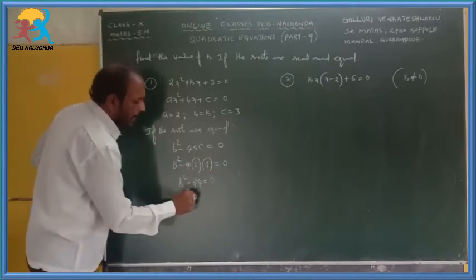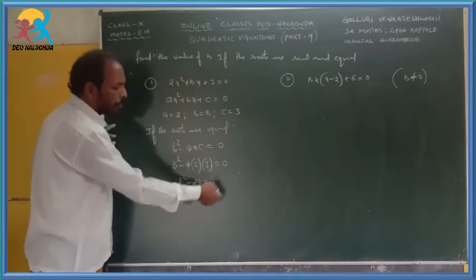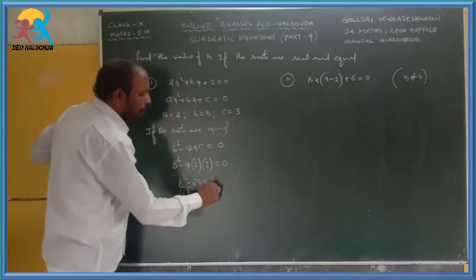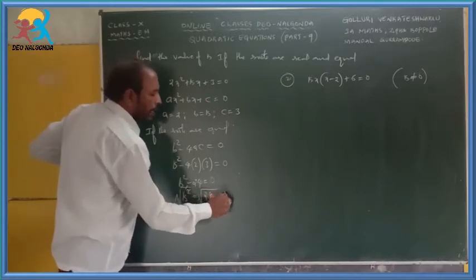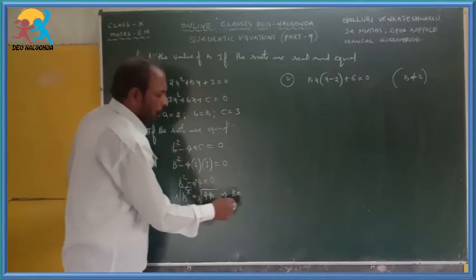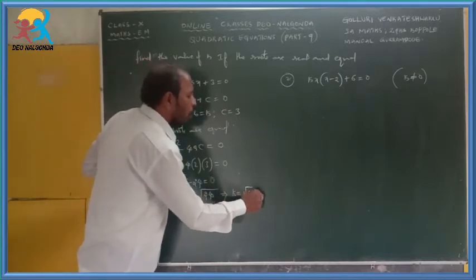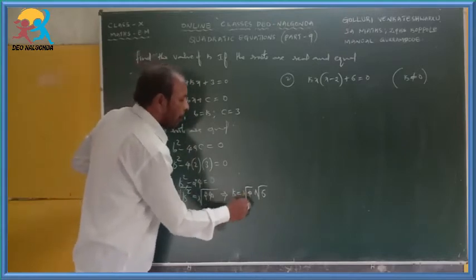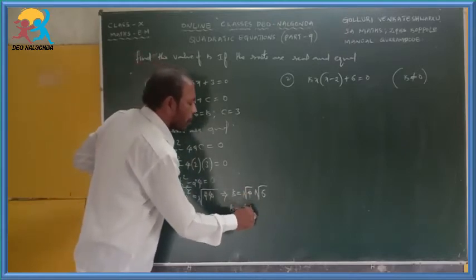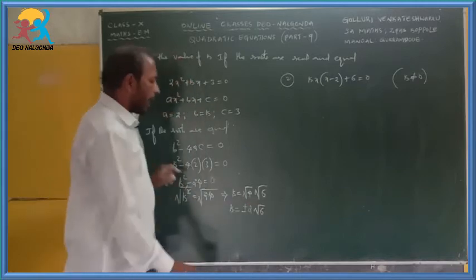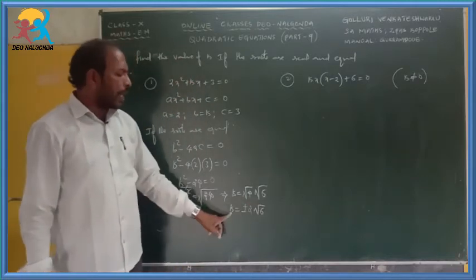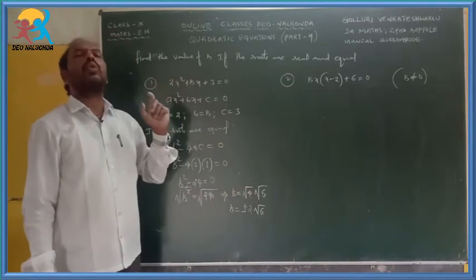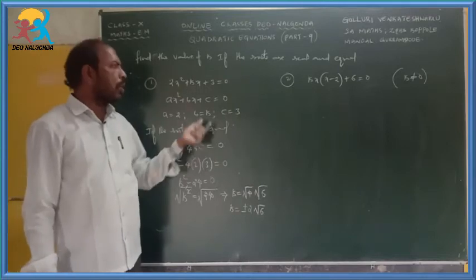Whereas k square is equal to, transposition of minus 24 is plus 24. Applying square root on both sides, the square root gets cancelled. That implies k is equal to root 24, which is written as root 4 into root 6. 4 times 6 are 24. K is equal to the square root of 4, which is plus or minus 2 into root 6. Here it is the value of k. If the value of k is equal to plus or minus 2 root 6, then this equation has 2 real roots and those 2 roots are also equal.